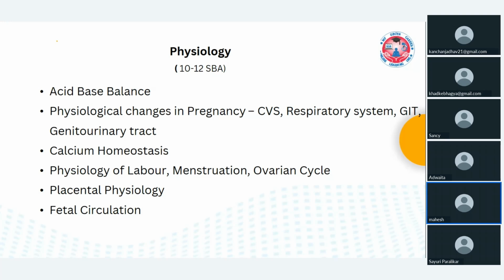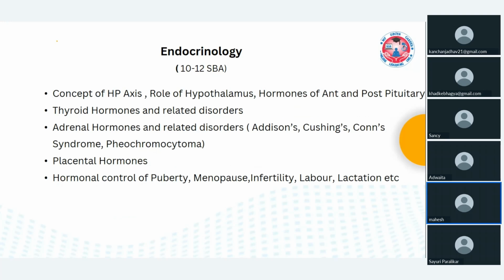Okay. Then coming to the next module, that is endocrinology. This will also have around 10 to 12 SBAs, and the concepts covered are the hypothalamo-pituitary axis, role of hypothalamus, hormones of anterior pituitary, posterior pituitary, thyroid hormones and related disorders, adrenal hormones and related disorders like Addison's, Cushing's, Conn syndrome, pheochromocytoma, then placental hormones, hormonal control of puberty, menopause, infertility, labor and lactation. These are covered in endocrinology.